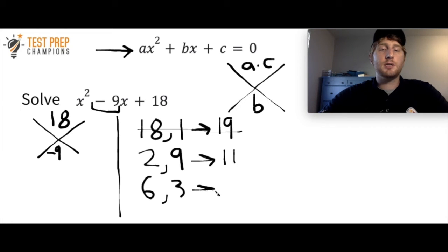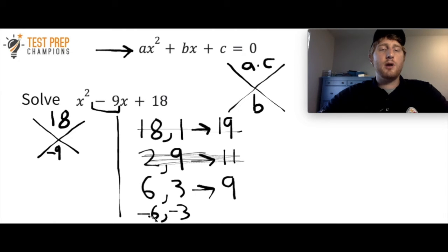Now, what about 6 and 3? Well, 6 and 3 give us 9, so that's going to help us. We're not quite there yet because we don't just want 9, we want -9, right? So instead of 6 plus 3, what I really want to do is change the signs here. So I'll make it -6 and -3.